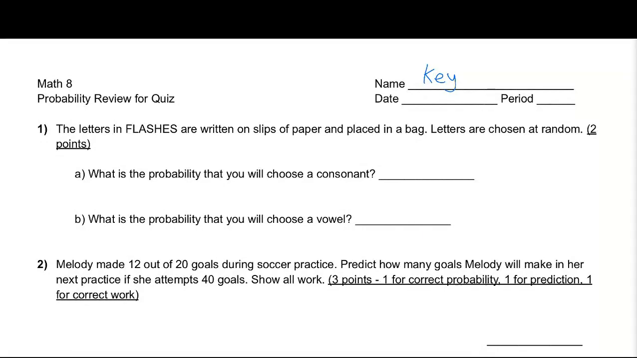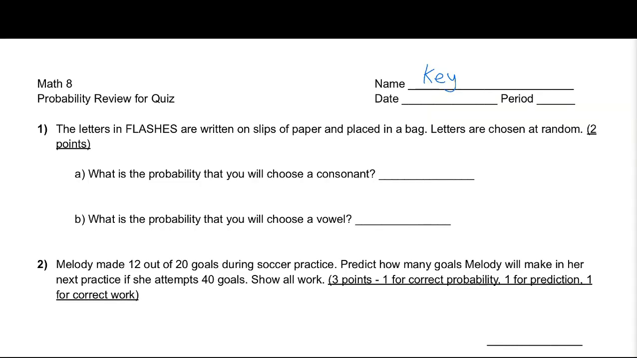Alright guys, this is going to be the walkthrough video by request for the probability review we did in class today. I'm going to go through it pretty quickly, so if you have any questions, or if I don't explain something enough for you, just be sure to bring your questions to class tomorrow. Okay, so the first question says, what is the probability that you will choose a consonant?